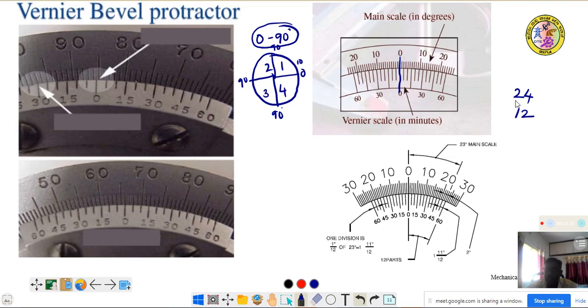Main scale divisions are in degrees. ಯಾವ್ದ್ರಾಗಿರ್ತವೆ ಅಂದರೆ ಡಿಗ್ರೀಸ್ ಅಲ್ಲಿ ಇರ್ತವೆ. ಅದೇ ವರ್ನಿಯರ್ ಸ್ಕೇಲ್ ಡಿವಿಷನ್ಸ್ ಯಾವ್ದ್ರಾಗಿರ್ತವೆ ಅಂದರೆ ಮಿನಿಟ್ಸ್. ಸೊ 0, 30, 60. So they are mentioned in what? 0, 30, 60 minutes. So how many divisions are there in either side?